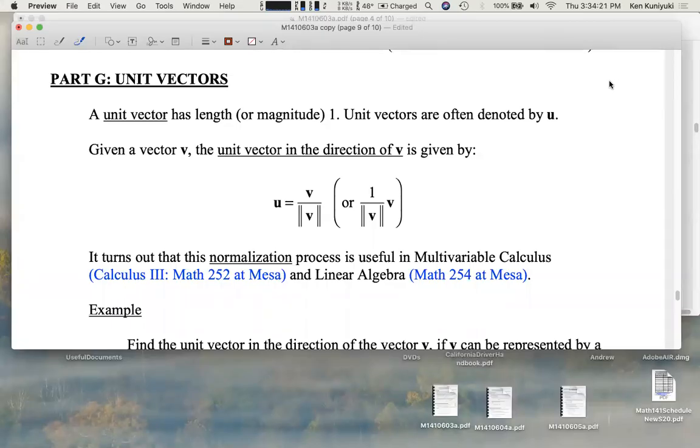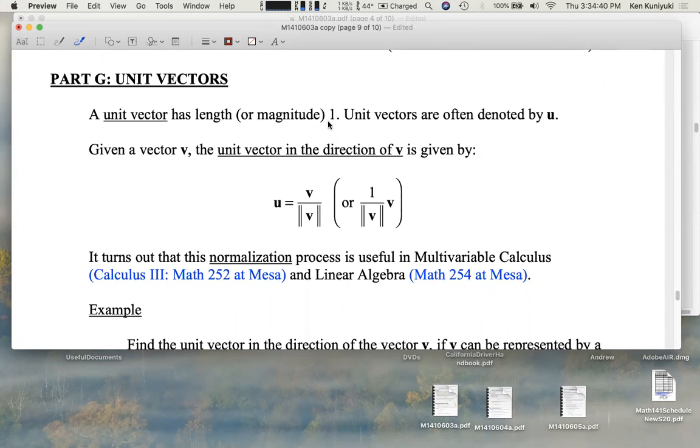Hi, everyone. Our favorite vectors have what length? What's our favorite number besides 0? How about 1? 1 unit. Not even any units like feet or meters. How about 1 unit? Unit vectors have length or magnitude 1.